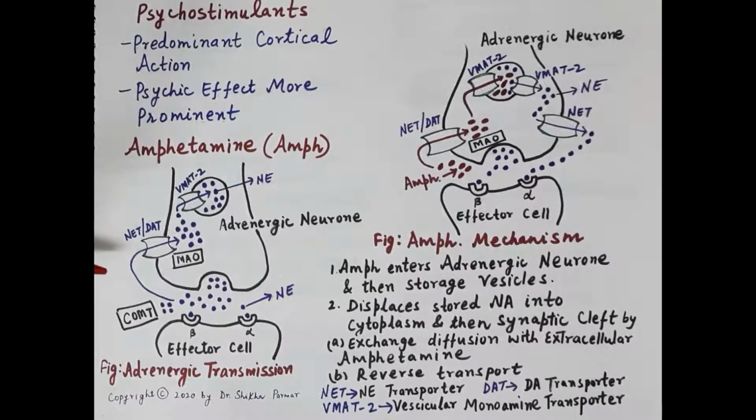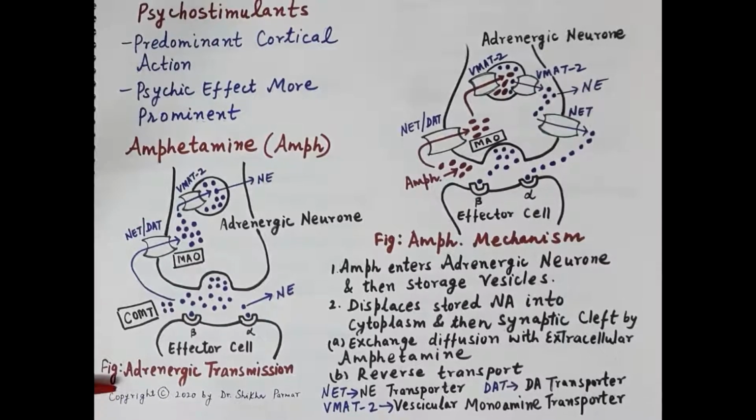Now, similar is the dopamine transmission. Once the dopamine is released from the dopaminergic neuron, dopamine binds to its dopamine receptors, that is the D1 and D2 receptors, produces a pharmacological action. Then partly dopamine is metabolized and partly it is taken back into the dopaminergic neurons with the help of a transporter called dopamine transporter. So, this is about the dopaminergic transmission.